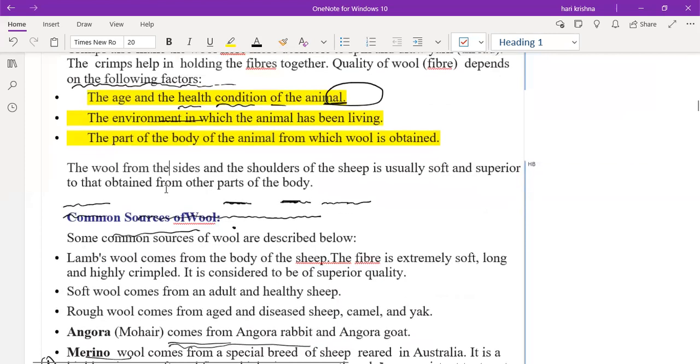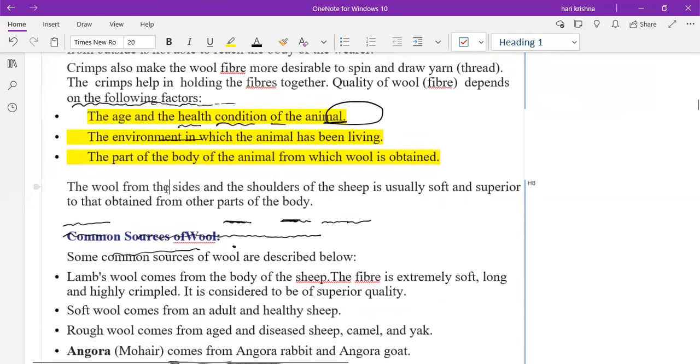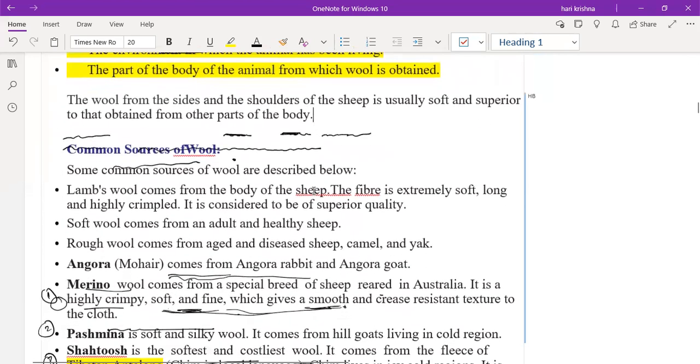So these are the three factors on which the quality of the wool will depend. First one is the age and health condition of the animal. Second one is the environment in which the animal has been living. Third one is the part of the body of the animal from which wool is obtained. These are the three important conditions on which the quality of the fiber will depend. Next is the common source of wool.